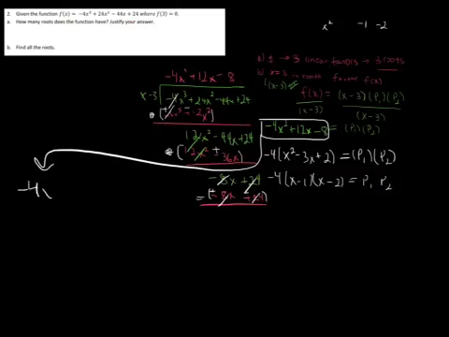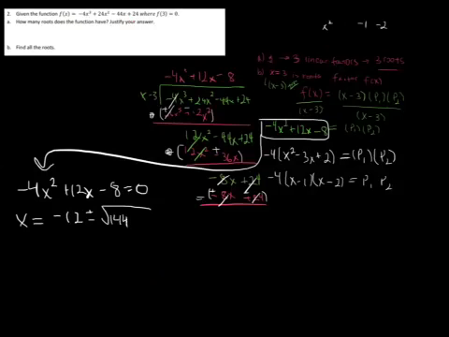So negative 4x squared plus 12x minus 8, set it equal to 0, and then solve for x using the quadratic formula, which of course will be negative 12 plus or minus the square root. Now b squared is 144 minus 4ac. So 4 times 4, I'll show you what I'm doing. So I have a negative 4 times a times c. So negative 4 times negative 4 will be positive 16 times negative 8.